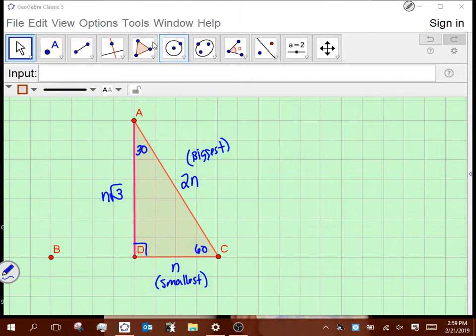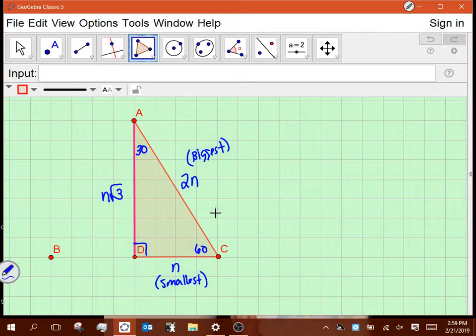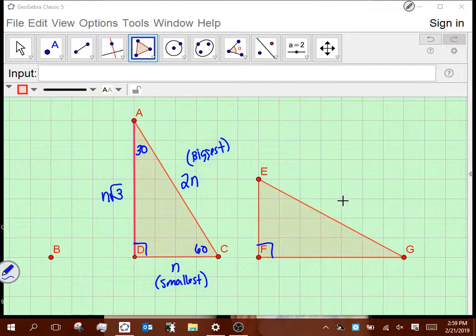Okay? The reason I say that is because when I draw, what is this, 1, 2, 3, 4 by 1, 2, 3, 4, 5, 6, 7, 4 by 7. When I draw that triangle, and I put 90 there, what is the hypotenuse going to be? 2n. This is now the 60-degree angle, and this is now the 30-degree angle. What should E to F be called? That's going to be n, and that's going to be n root 3. You see how they change?